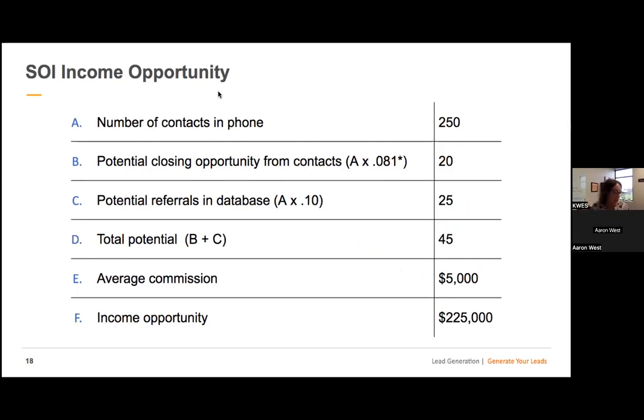And what we're going to do is a little example. So you have this chart in your book, and I want you to write down your numbers. This is an example. Okay. So even if you were to just look at your phone contacts and scroll down to the bottom, you might be surprised at how many people are actually in your phone that you don't consider necessarily in your database, but they are people that you know, that you're doing business with, your friends' parents, your children's parents, etc.